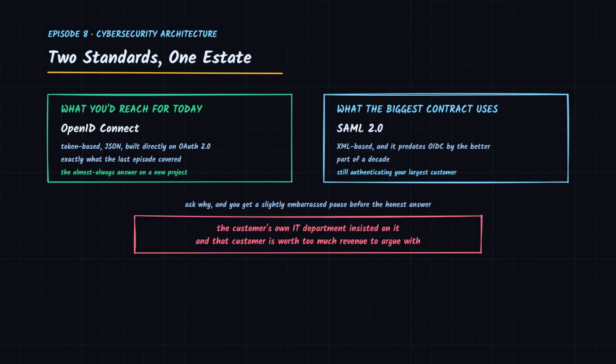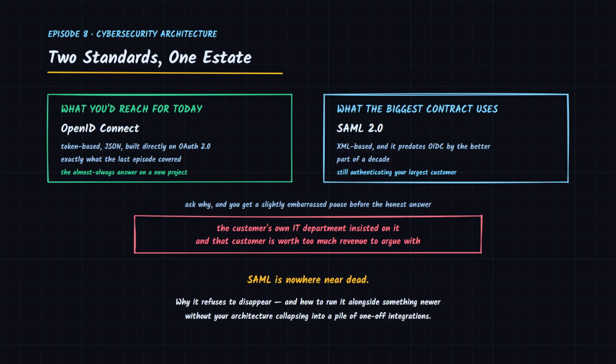And you'll usually get a slightly embarrassed pause before the honest answer, because the customer's own IT department insisted on it, and the customer is worth too much revenue to argue with. That protocol is SAML, it is nowhere near dead, and understanding why it refuses to disappear, plus how to run it alongside something newer without your architecture collapsing into a pile of one-off integrations, is what this episode is actually about.